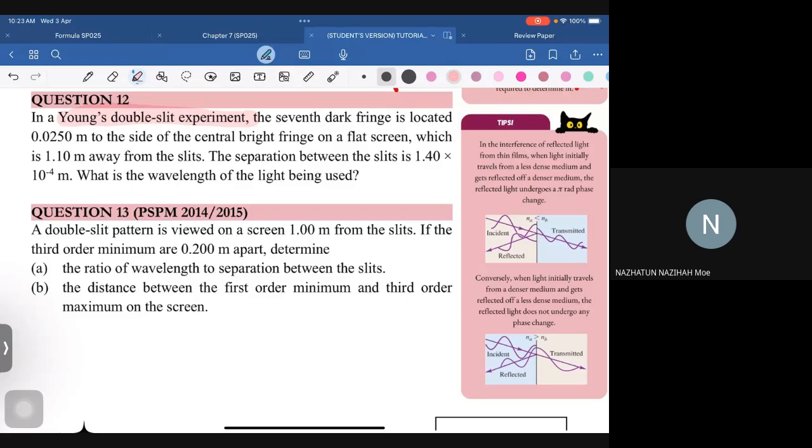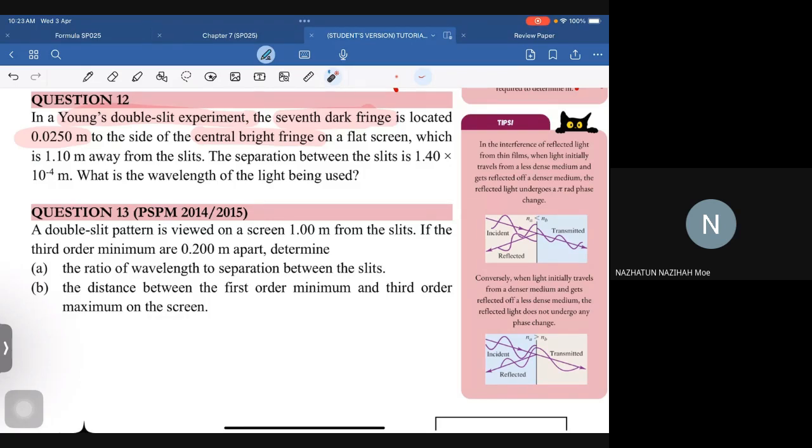Sekarang ni soalan bagi tahu the seventh dark fringe. Remember, if it's a dark fringe and dia bagi tahu order, we have to minus 1. Sebab this is double slit. Kalau single slit, tidak payah minus. It is located 0.025 meter to the side of the central bright fringe. So now distance dari central to the dark fringe. Kamu boleh identify simbol apa yang kita guna.